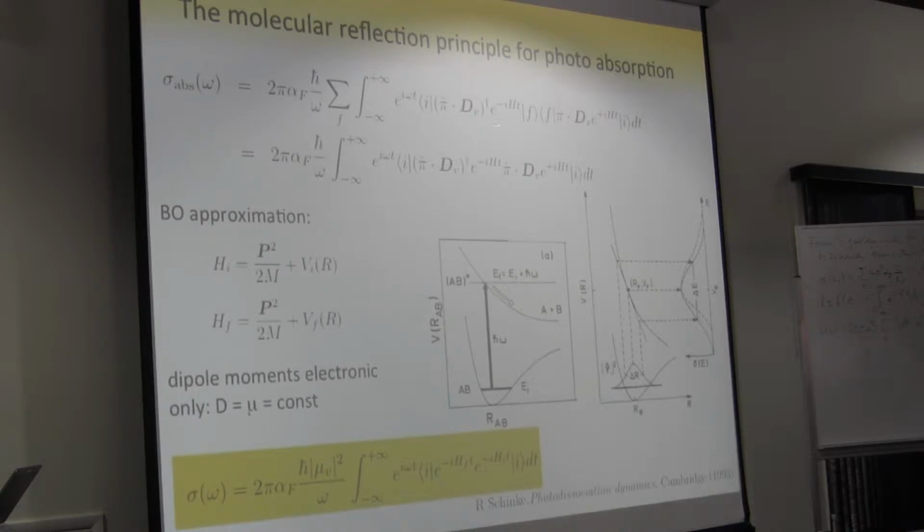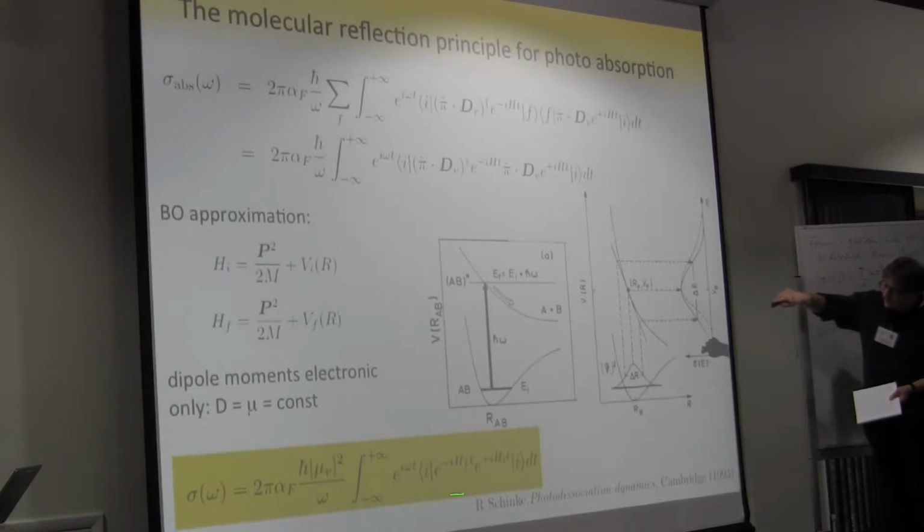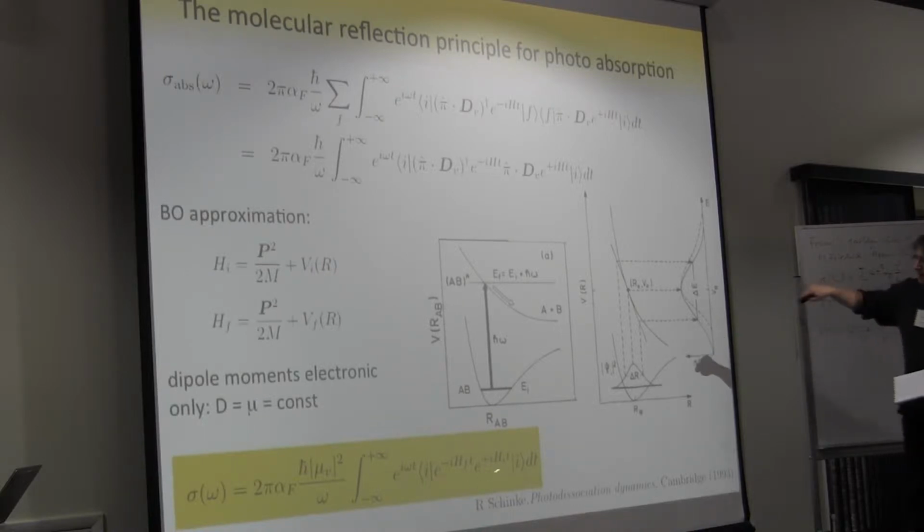So we take the 2 dipole operators out, and that leaves us here with this formula, and this is now very important because this has the structure I mentioned in the beginning. Essentially you have a propagation backwards with one Hamiltonian, H initial, that's this potential curve. And then you have a propagation forward for the same time with another Hamiltonian, this excited state Hamiltonian.